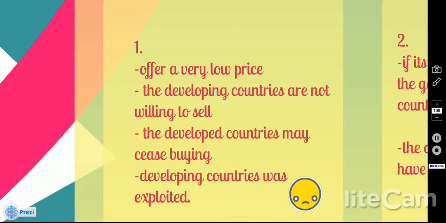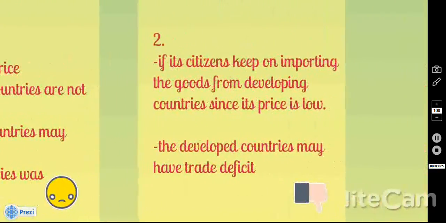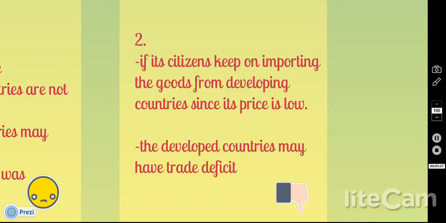However, the developed countries usually offer a very low price to buy the developing countries' goods. If the developing countries are not willing to sell at this price, the developed countries may cease buying the goods there. In this way, the developing countries are exploited. Moreover, the developed countries may have a trade deficit if their citizens keep on importing goods from developing countries since the price is low.